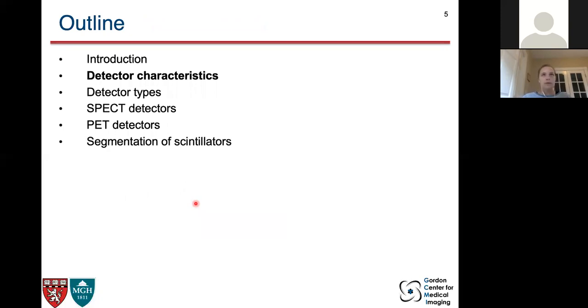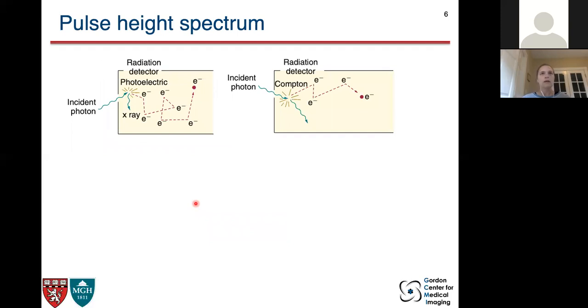Okay, so now I will go on and talk more about these important detector metrics or characteristics. To do this, the first thing I want to do is to introduce the concept of the pulse height spectrum. If we recall from the previous lecture, the two main interaction mechanisms in nuclear imaging are the photoelectric effect and Compton scattering. For the photoelectric effect, the complete energy of the incident photon is absorbed in the detector.